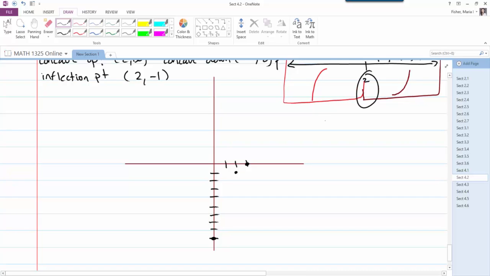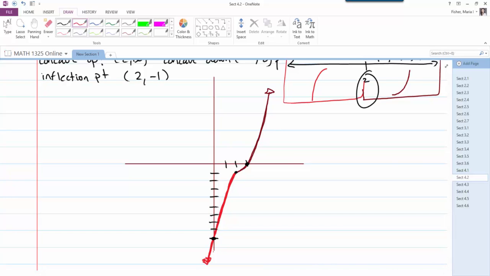And then I know all the way to 2, I should be increasing and concave down. And from 2 to positive infinity, I should be increasing and concave up. There we go. So that is the graph of that function x minus 3 times x squared minus 3x plus 3. That's it for section 4.2.